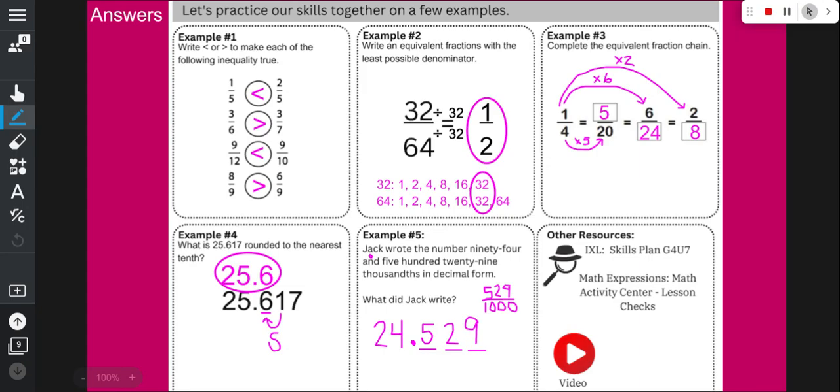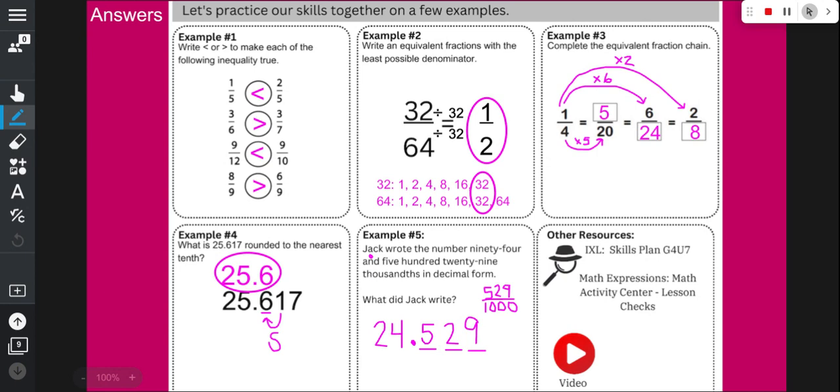For problem number 2, if I found my GCF, greatest common factor, I would find out that the biggest factor both 32 and 64 share is 32. And I get an answer of 1/2 when I divide both top and bottom by 32.